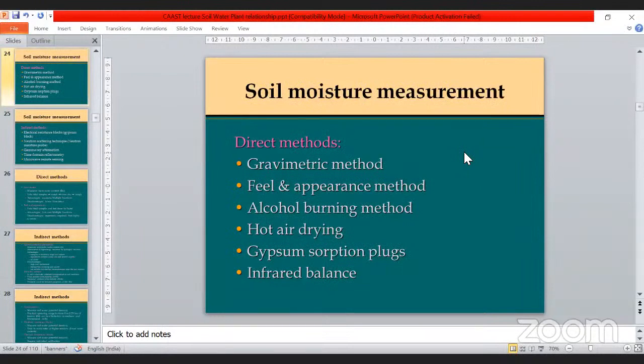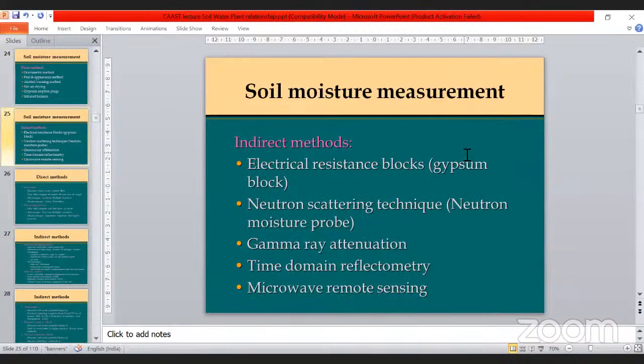Soil moisture measurements are there. How can we measure this soil moisture? There are the gravimetric method, the feel and appearance method, the alcohol burning method, hot air drying, gypsum sorption plugs, and infrared balances. Indirect methods are electrical resistance blocks, because based on the resistance we can see how much moisture is available in the soil.